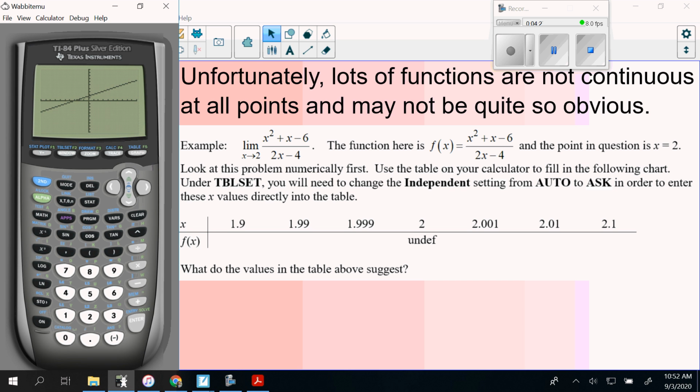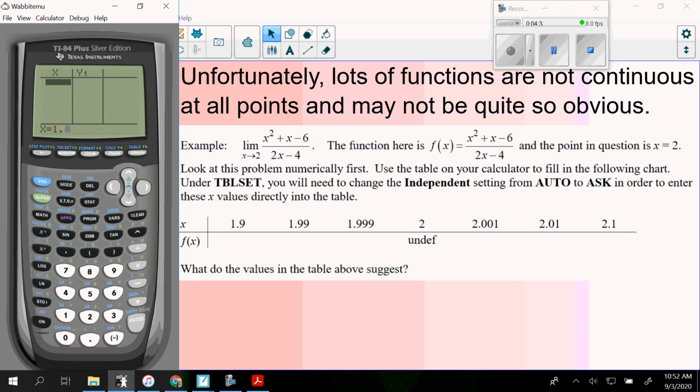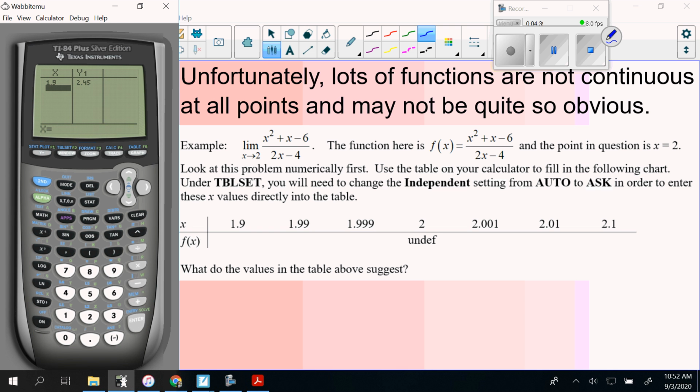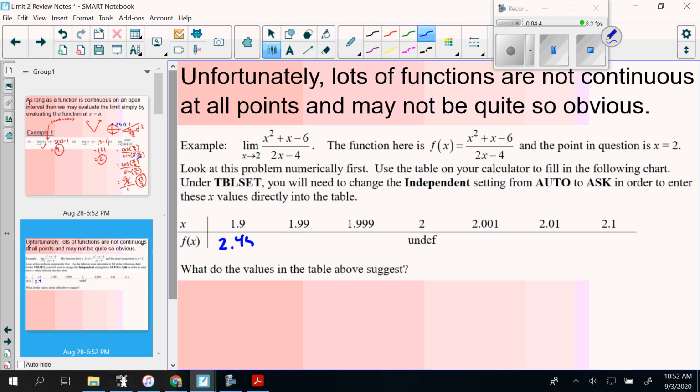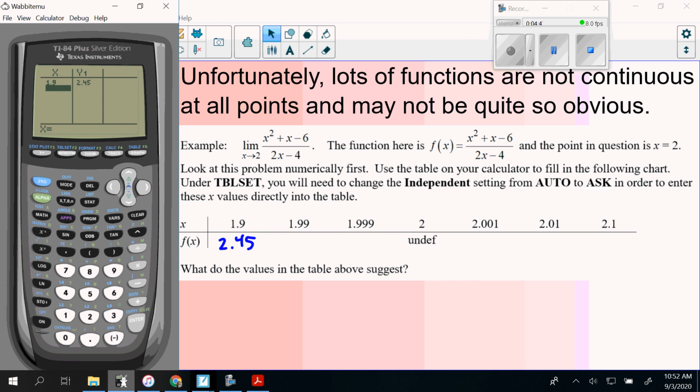We go to our table here. We can input what we want. So what if we put in 1.9? What does our output become? It looks like we get 2.45. And we're going to continue that over here. So we're going to fill in the rest of these by, again, typing them in. Just to show you one more, 1.99.